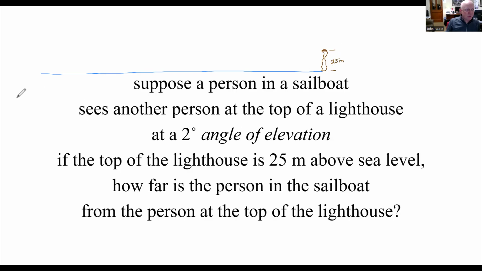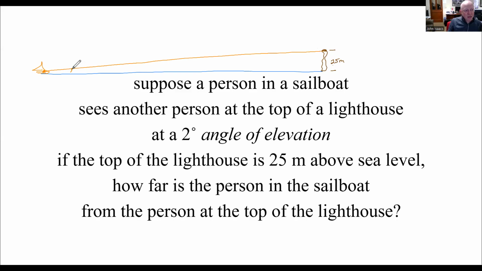And you're in some sailboat. We don't want a brown sailboat. We want an orange sailboat. So we have an orange sailboat over here. And you're in an orange sailboat, big sail. And here you are. Presumably your eye is basically at sea level. And you have a 2-degree elevation to the top of the lighthouse.